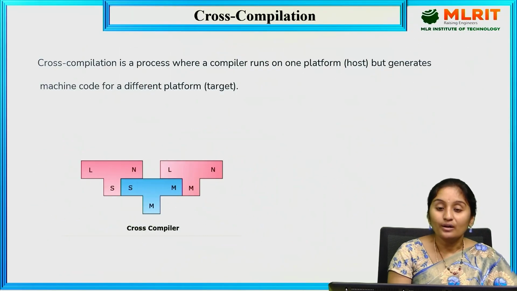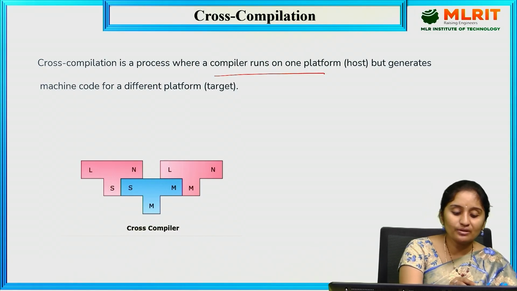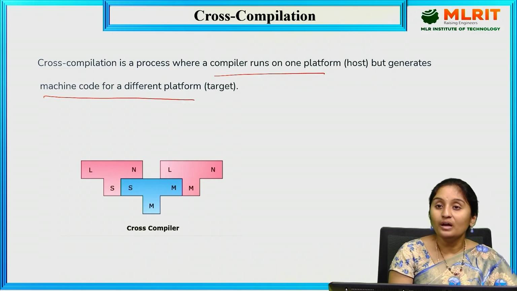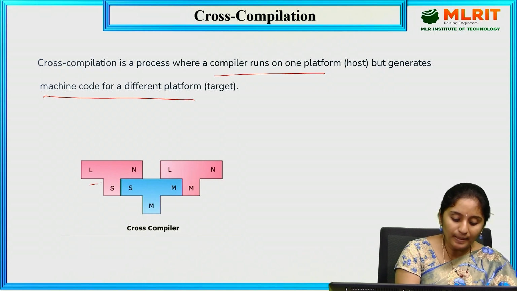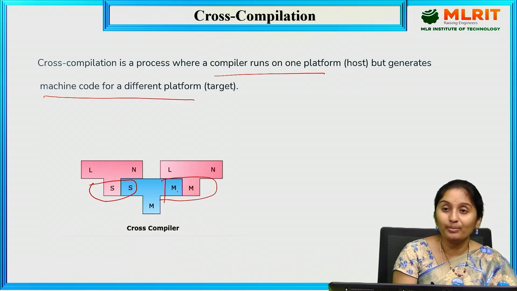So this is the representation of bootstrapping. The next is cross compilation. Cross compilation is where a compiler runs on one platform but generates machine code for a different platform. When we do this, we need to keep in mind that the implementation language and the source language of implementation should be the same. Here the target language and the implementation language should be the same.